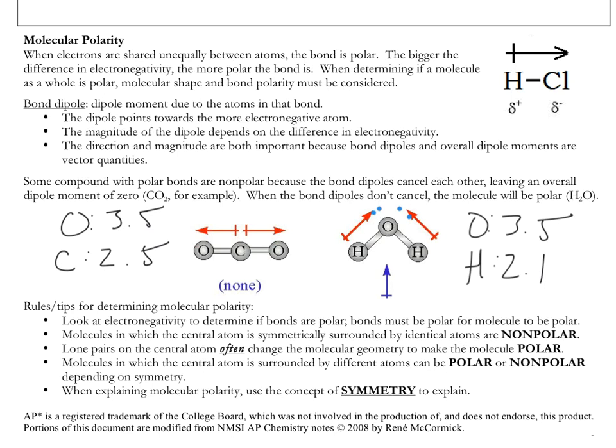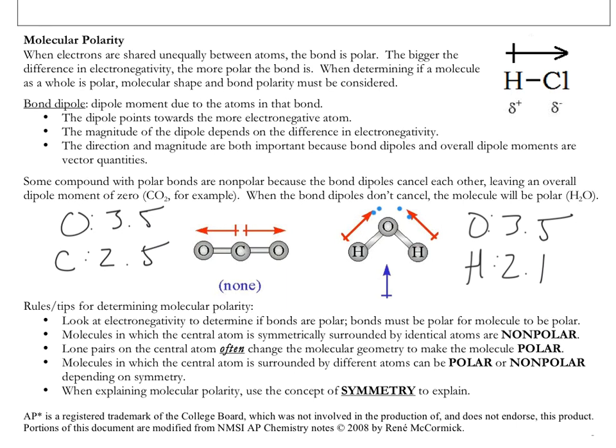Then you look at the central atom. If it is symmetrically surrounded by identical atoms, it's nonpolar. The carbon is symmetrically surrounded by oxygens. But the lone pairs will change the shape sometimes. There are no lone pairs here, there are some here, which makes the molecule polar. If it's surrounded by different atoms, it can be nonpolar or polar depending on the symmetry. Here it's the same atoms, but the lone pair changes the shape, and the water molecule is asymmetrical in the way it's drawn. It's asymmetrical up and down, or in the y-axis, I guess. It's symmetrical across here, but it's asymmetrical up and down.